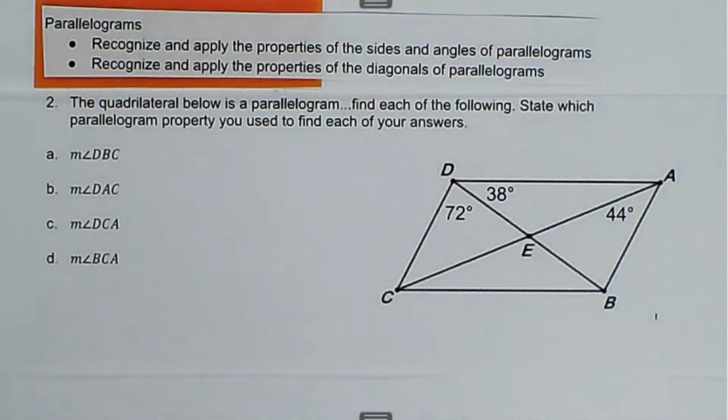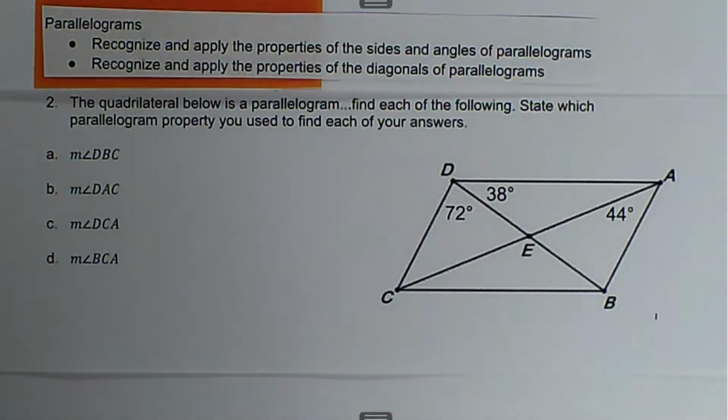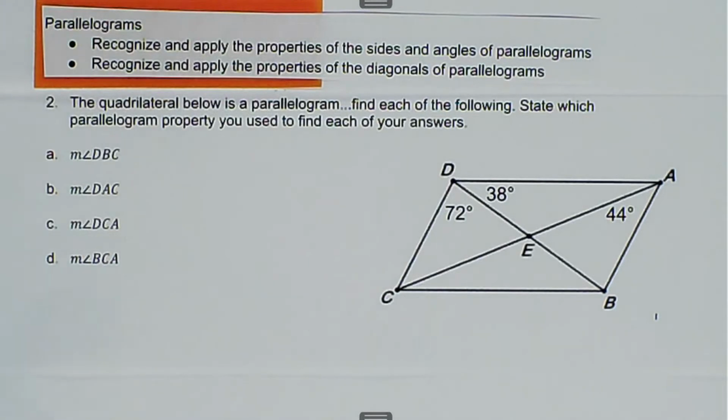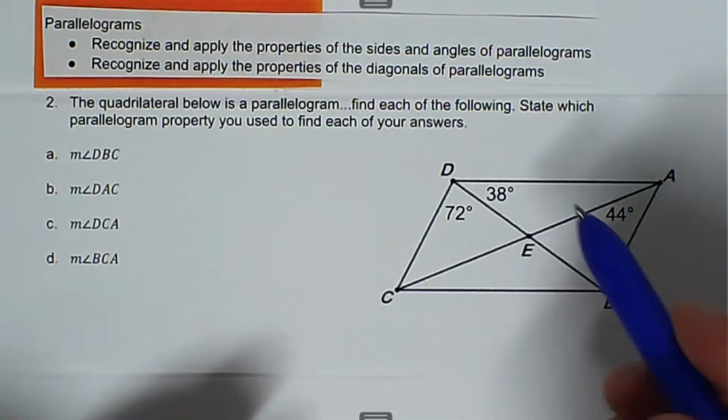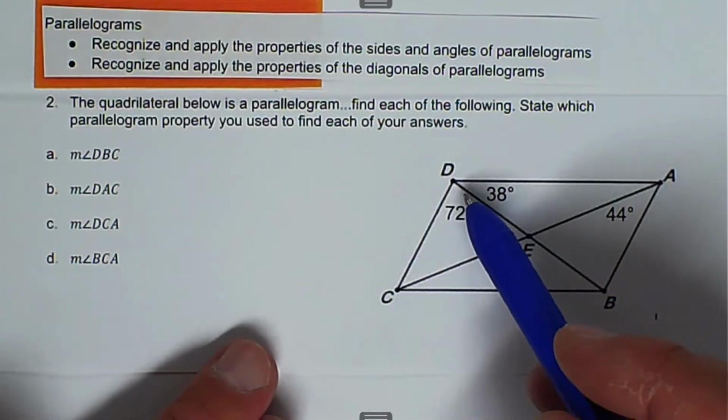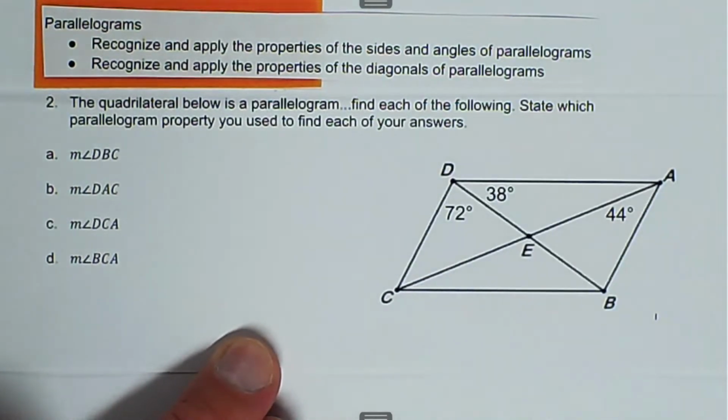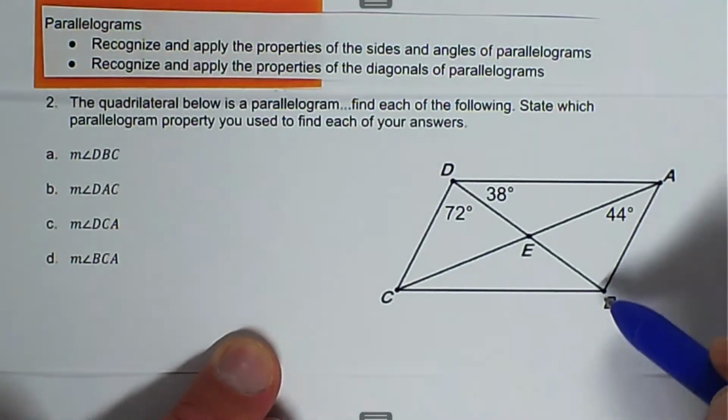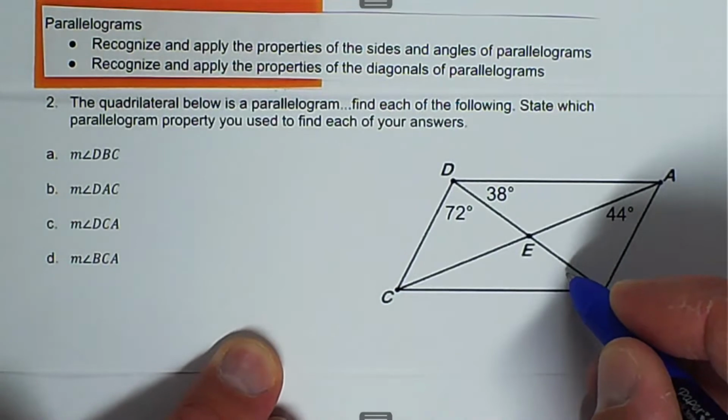So the first one we're looking at is the measure of angle DBC. So here's the measure of angle DBC. So that's this angle right here.